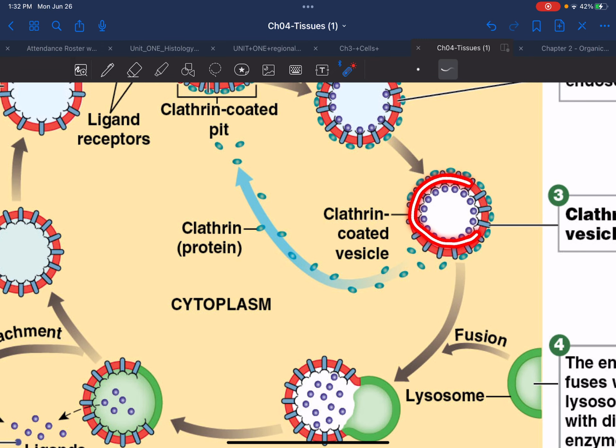This vesicle is made out of lipids. As we've seen, lipids have this property that when they're together, they can form a center that keeps everything away from the outside. And so they store this ligand temporarily.